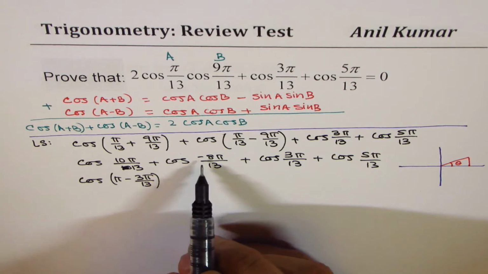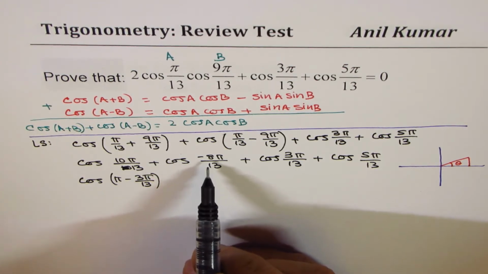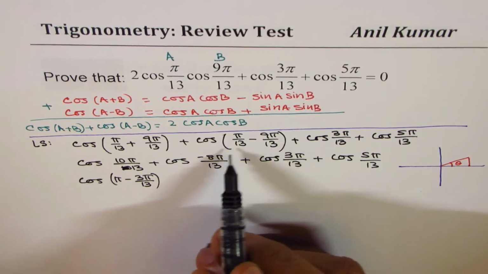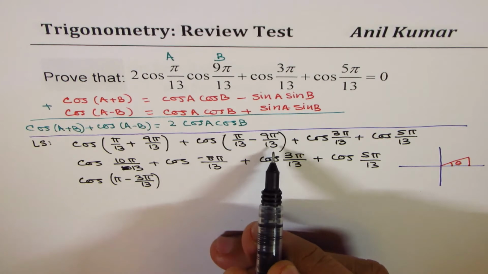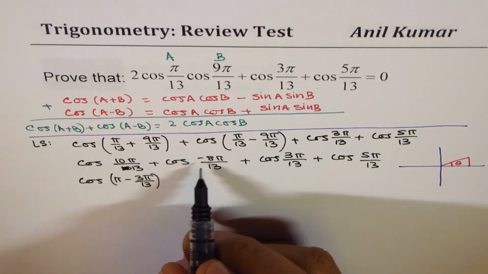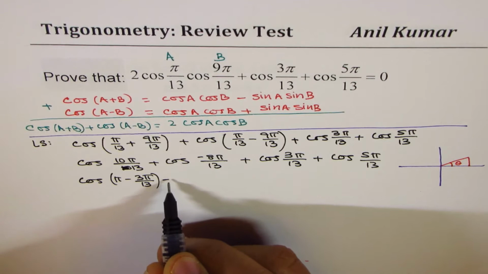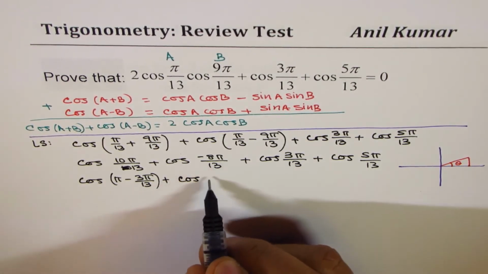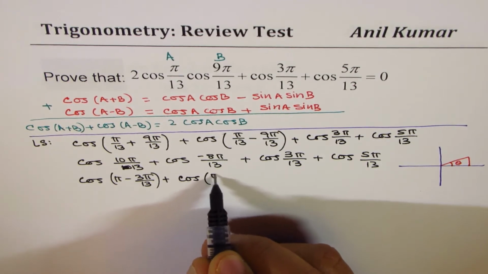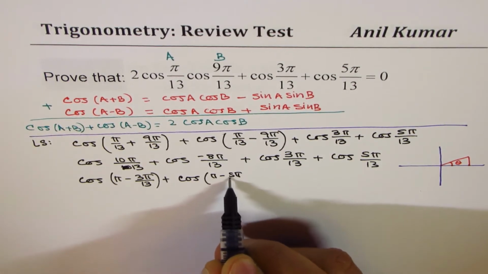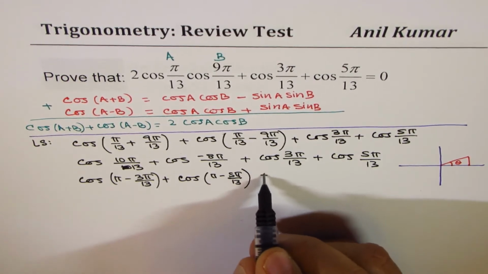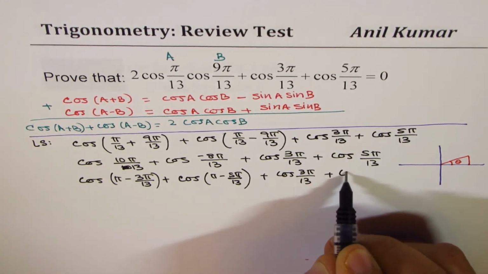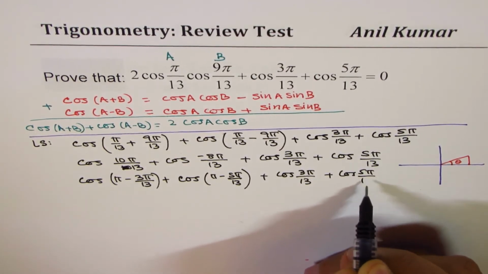Now as far as cosine is considered, this minus 8, now minus of cos is actually positive, correct? Either way you could write 9 pi by 13, and cos is an even function, right? So you could write this as cos of pi minus 5 pi by 13. And we just continue writing the others as cos 3 pi by 13 plus cos 5 pi by 13.